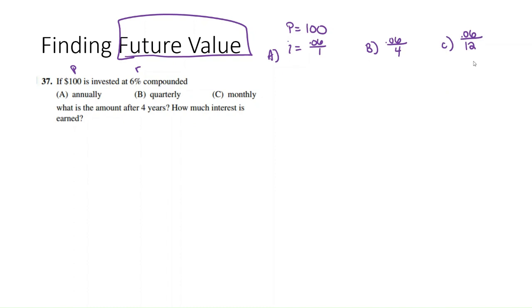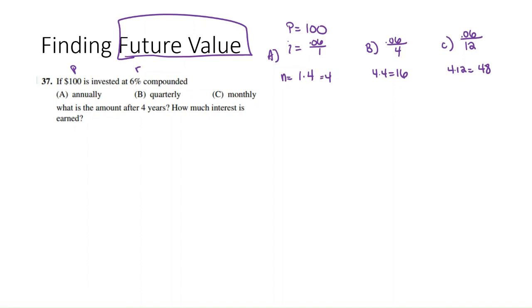Then what is the amount after 4 years? So then the N value is 1 times the number of years. So I earn interest 1 time a year for 4 years, a total of 4 times I earn interest. When I do quarterly, I earn interest 4 times a year for 4 years, or 4 times 4, which is 16 times I've calculated interest. When I do C, I've earned interest 12 times a year for a total of 4 years. So 4 times 12 is 48 times I have earned interest.